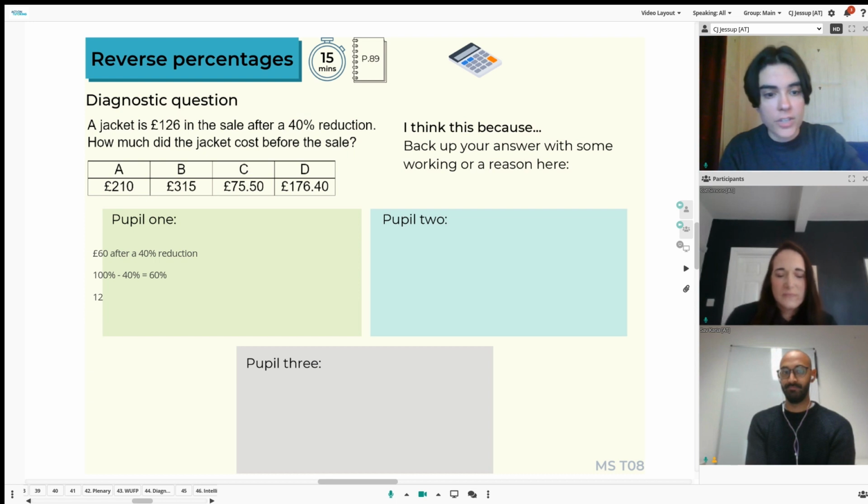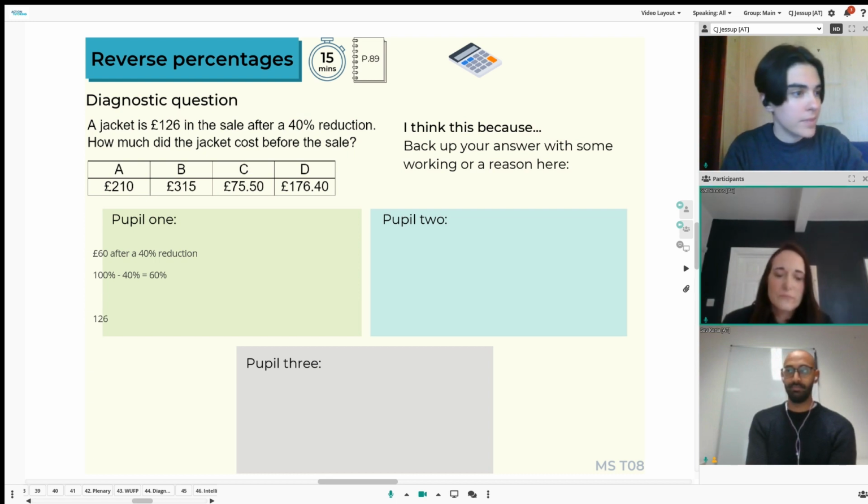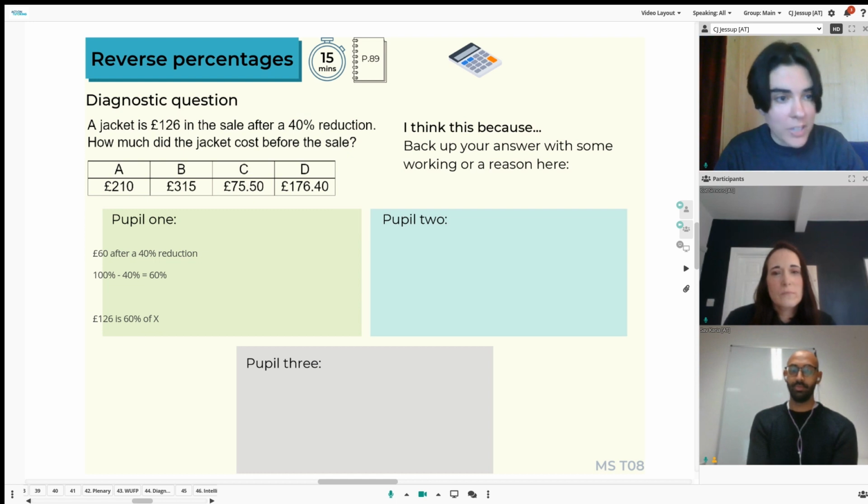So £126 is 60% of x, isn't it? It's 60% of this unknown amount. So it's gone down by 40%. It's 60%. 126 is 60% of x. So if you imagine that equation, you imagine what that means. It means x times 0.6, same as 60%, is 126. 126 is 60% of the original price.